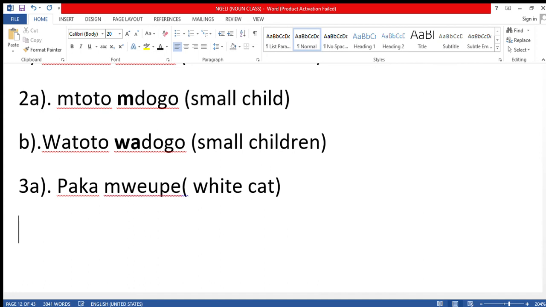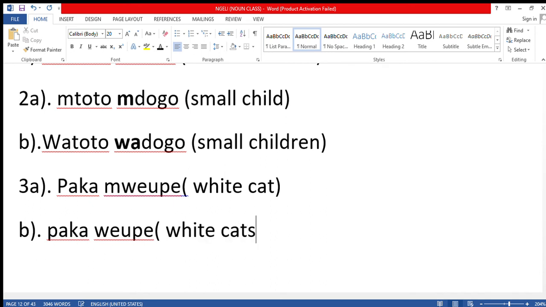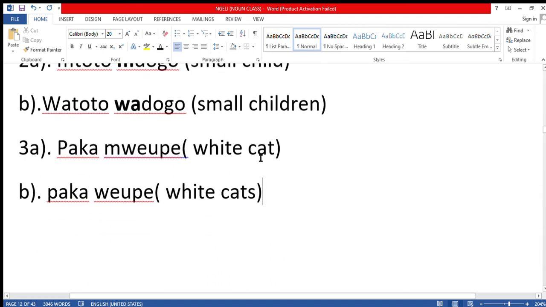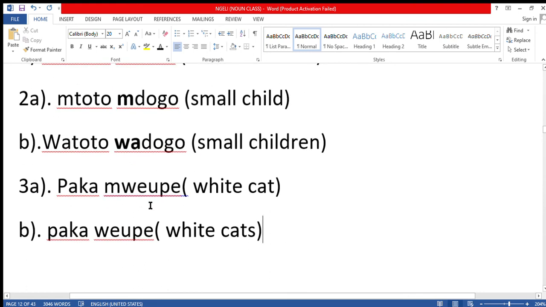So in plural form will be paka weupe. Now you see here the root here was eupe. Now we put this one mw, you know, mweupe. Actually, this is one of the exceptions. Paka mweupe.